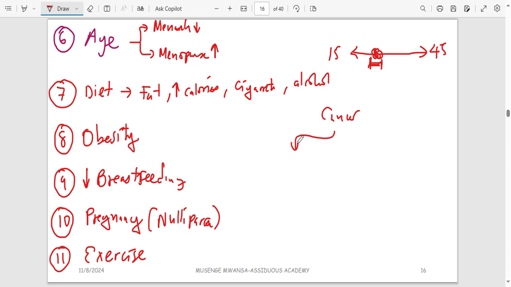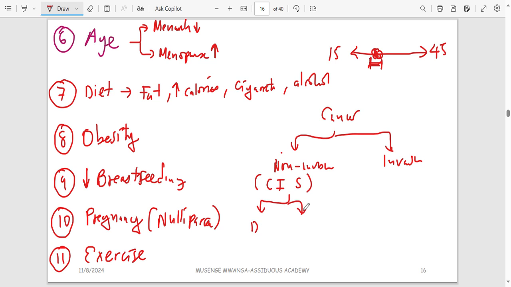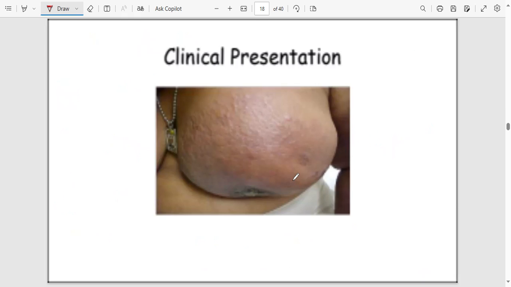Breast cancer can be non-invasive, meaning that it is localized, it doesn't go anywhere, and invasive. The non-invasive is also known as carcinoma in situ. It can affect the ducts or it can affect the lobules. The invasive cancer as well can start from the duct or from the lobules. So you can have ductal carcinoma in situ, you can have lobular carcinoma in situ, and like that.